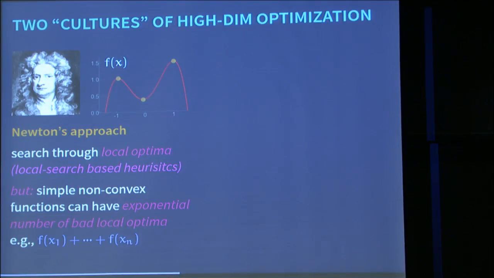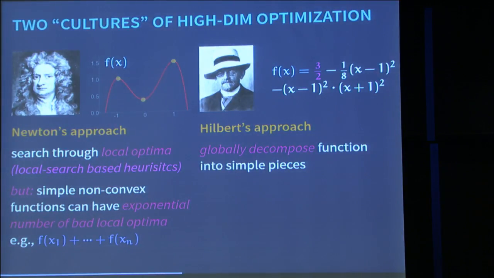Okay, and to overcome this barrier of exponentially many bad local optima, we will turn to a fundamentally different approach that goes back to Hilbert and the start of algebraic geometry. This approach is to decompose the function into simple pieces in a way that the optimum value becomes apparent. Okay. So in particular, in this example decomposition, this white part is always non-negative, or is always non-positive if you include these minus signs.